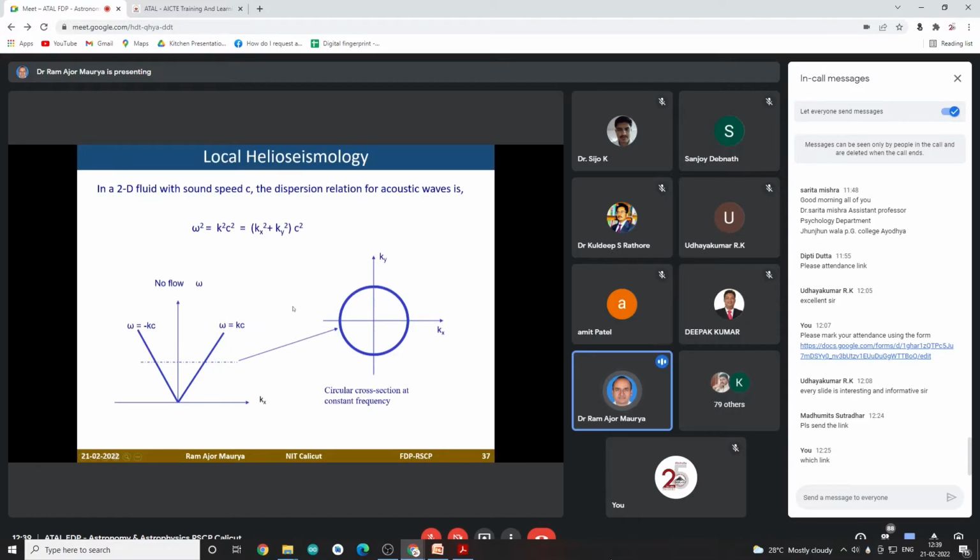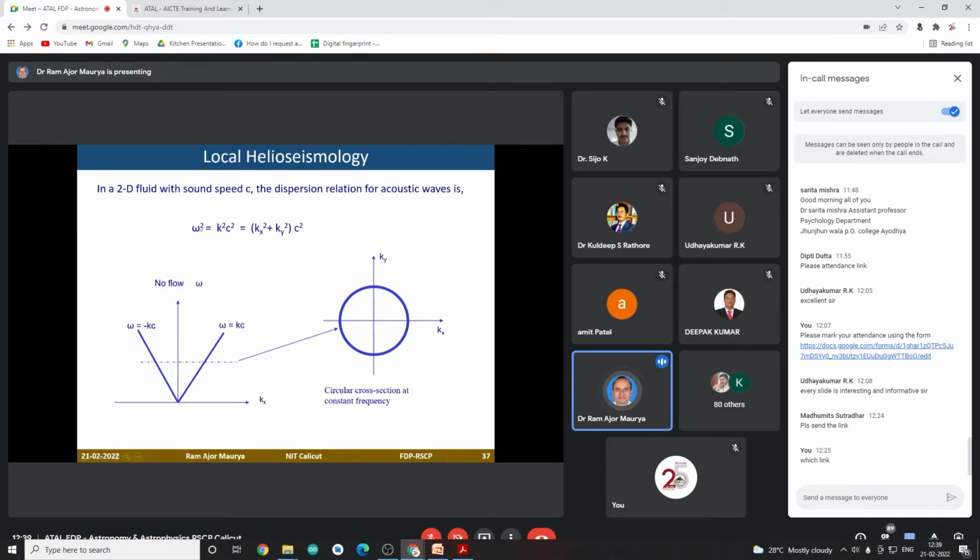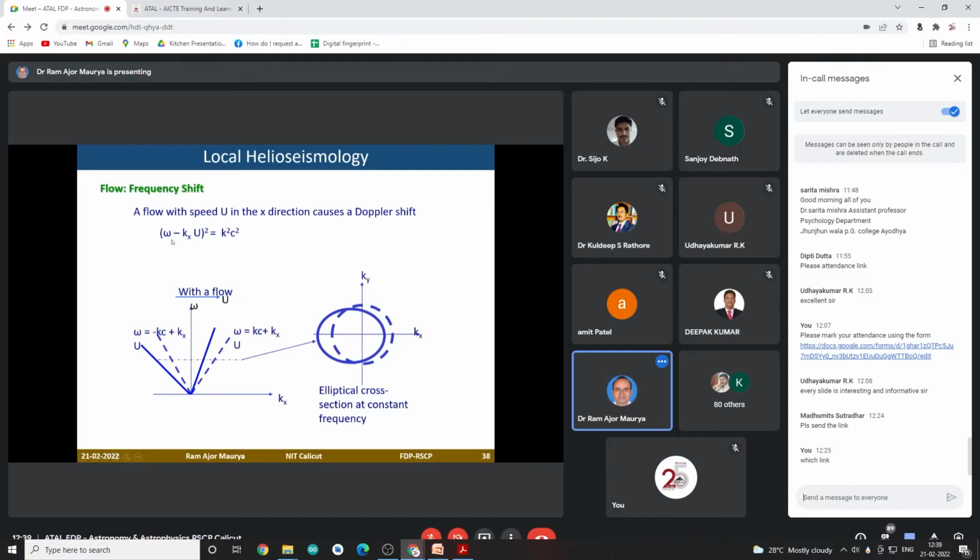This spectra can give us a lot of information. For example, information about the flow. Suppose along the x-axis we have a flow, and the flow is u. There is some plasma flowing in the x direction. Because of this, there would be a perturbation in the frequency. Initially we had omega square equal to this, and then it will change to omega minus kx u, whole square, equal to k square c square.